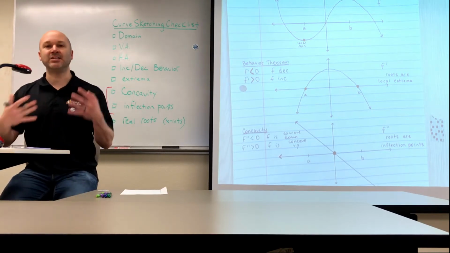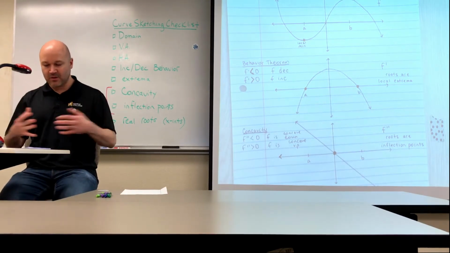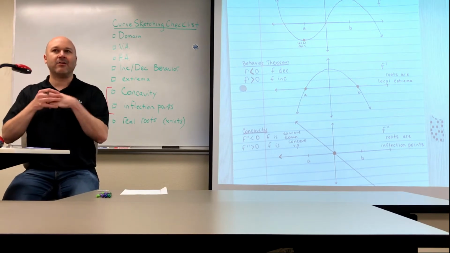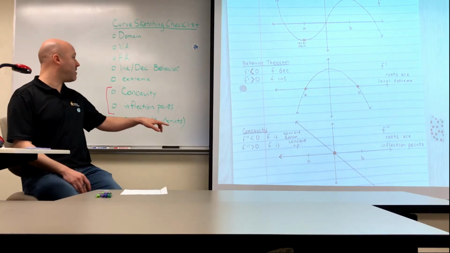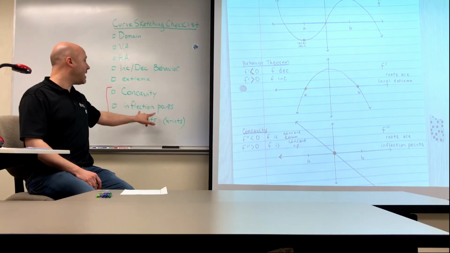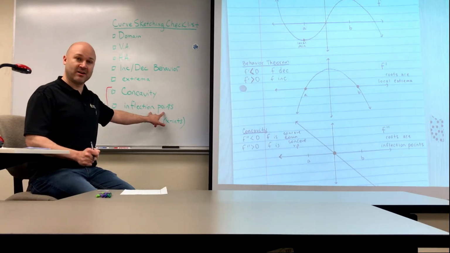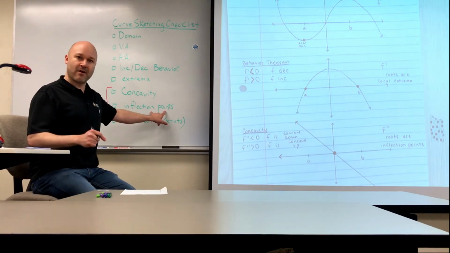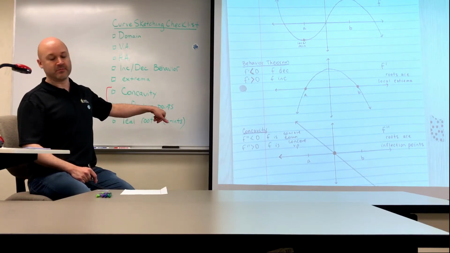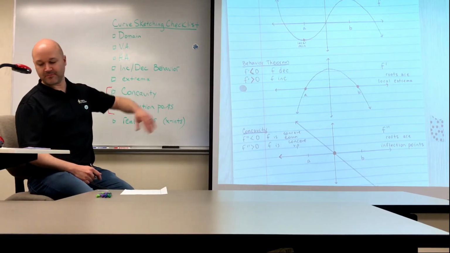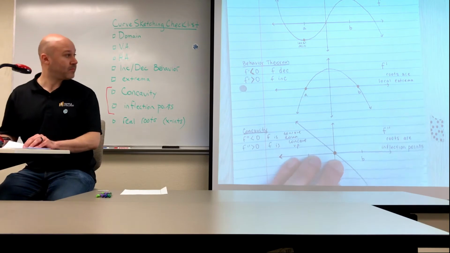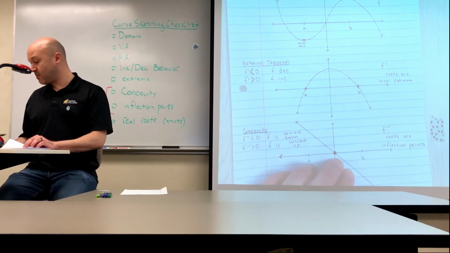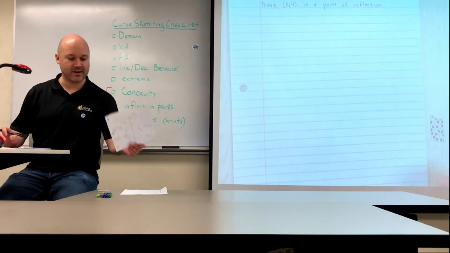So we're just going to continue building with what we've already learned, and our next step is to test concavity, and then if there is a change in concavity, we want to find the actual point. Similar to the first derivative behavior theorem. All right, let's just jump straight into it.